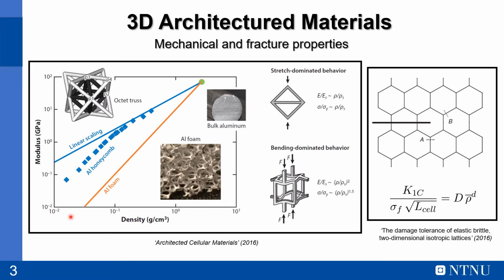However, in the literature we can find a lot of works on mechanical properties. For example, here you can see the Young's modulus as a function of the density of an architecture material, and a classification depending on the rigidity of the unit cell as a stretching-dominated or a bending-dominated one. In the present work, we have used a rigid topology for truss-like lattices, which is an octet truss.